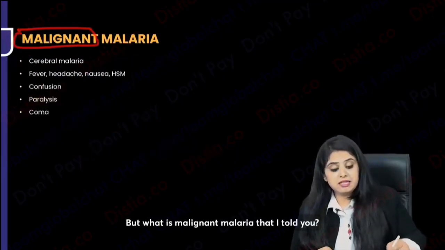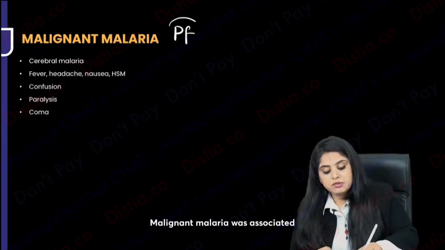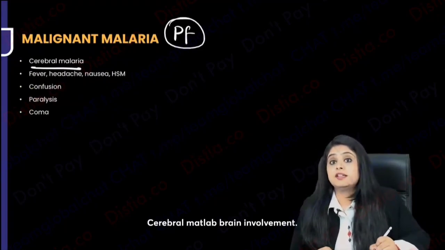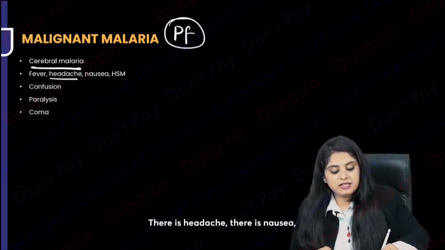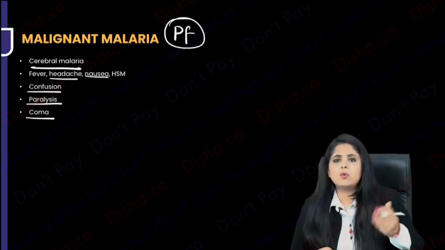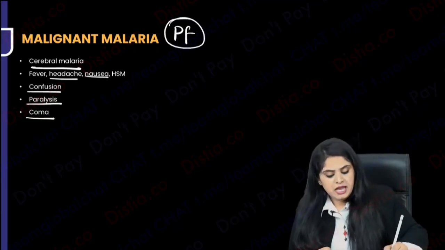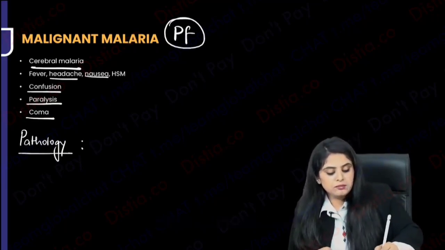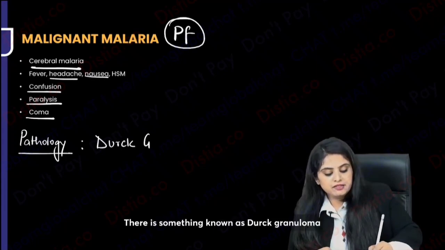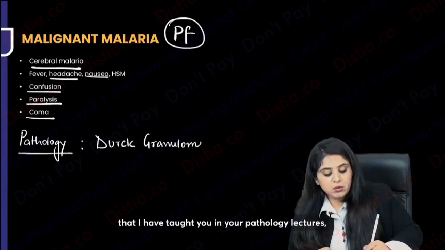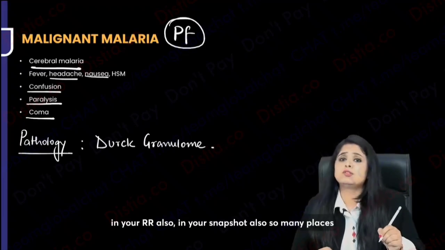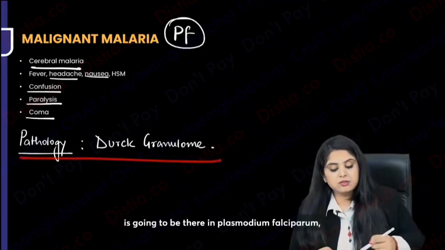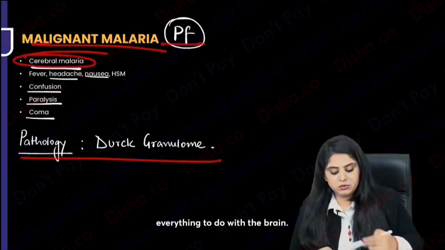But what is the malignant malaria that I told you? Malignant malaria was associated with Plasmodium falciparum, isn't it? And that is cerebral malaria. Cerebral means brain involvement. There is headache, nausea, confusion, paralysis, coma. All brain related things are going to occur. I want to ask you something from pathology. Guys, come on. Is there any granuloma that you see in malignant or cerebral malaria? There is something known as Dürck granuloma that I have taught you in your pathology lectures, in your RR also, in your snapshot also. So many places I have taught you. So I hope you remember. Dürck granuloma is going to be there in Plasmodium falciparum, everything to do with the brain.